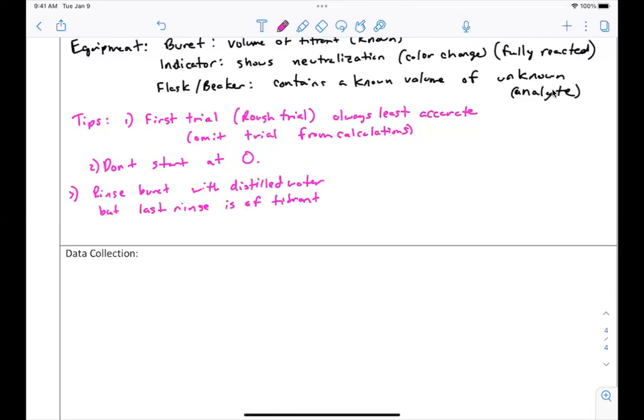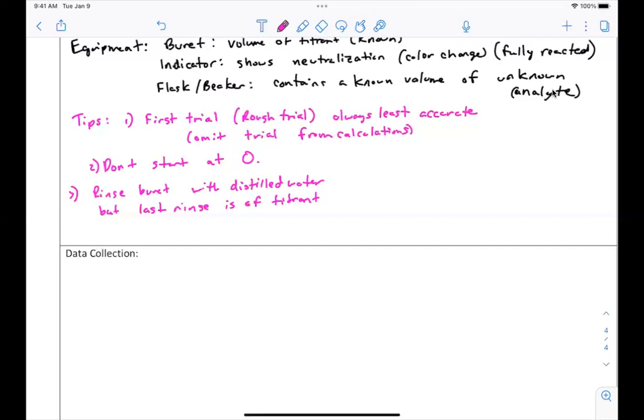What's in the burette if you're rinsing it with distilled water? Just water, distilled water. What happens when you add a titrant that has water left in the burette? It's going to be watered down. It's going to be diluted. So that's going to throw off all your calculations because you think it's a certain molarity, but with that excess water in the burette, it's actually a lower molarity. So you end up having to use more, which we'll talk about as a source of error later on. Exactly. So the last rinse should be of the titrant.